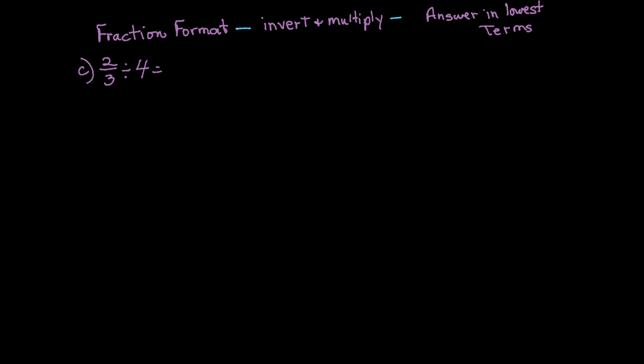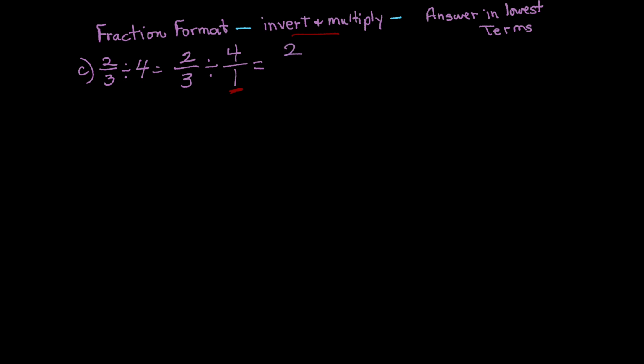2/3 divided by 4. Are these digits both in their fraction format? And the answer is no. This one is, but not this one. And just like we said before, in order to change the 4 into its fraction format, it's a whole number, so it goes over 1. Now that you've done that, you're ready to do this step, which is invert and multiply. You're going to invert this number. All right, so 2/3, oops, sorry about that. All right, I'm going to get the pink.